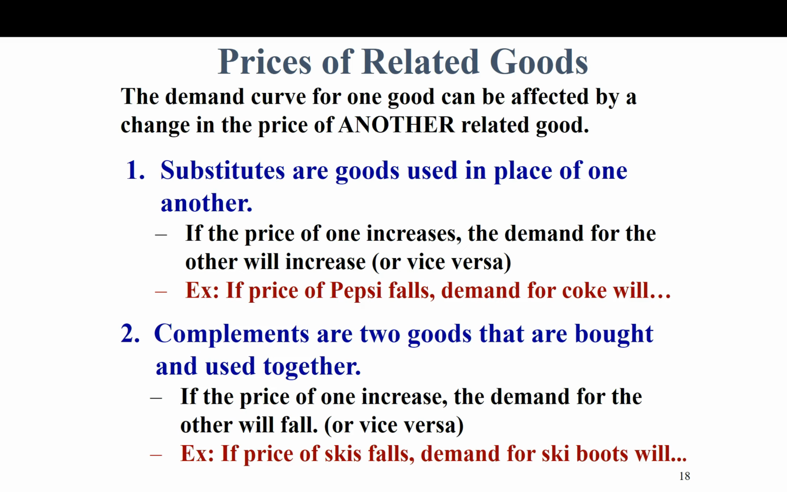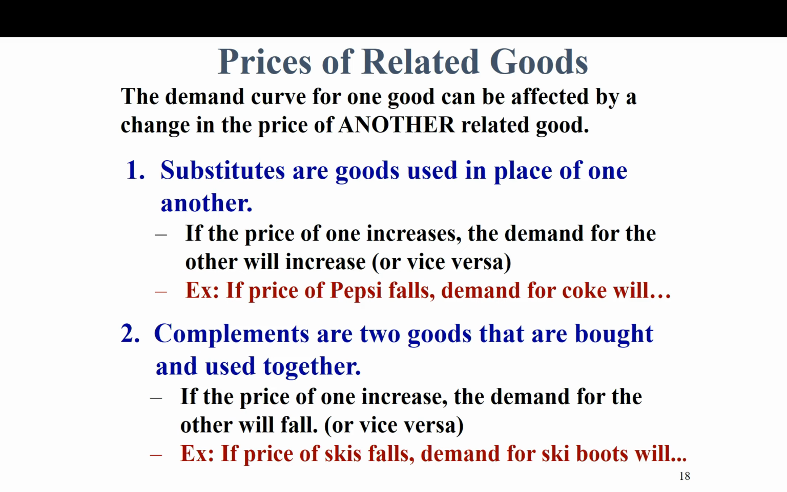So if the price of Pepsi falls, then demand for Coke will go in the same direction. And so demand for Coke will go down because people, instead of buying Coke, will be buying the less expensive Pepsi because they see them as substitutes. And substitutes move in the same direction. We could also say if the price of Pepsi rises, demand for Coke will rise because, again, people are substituting the less expensive product for it. So keep that in mind. Substitutes move in the same direction.